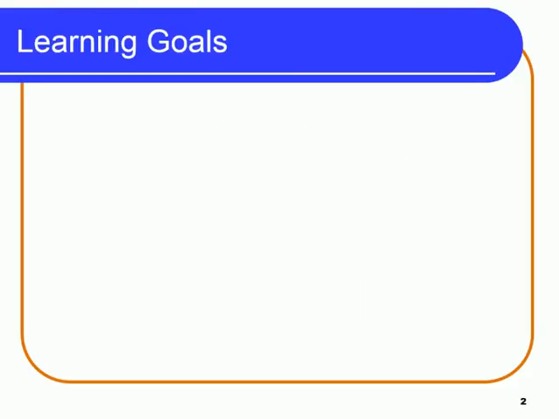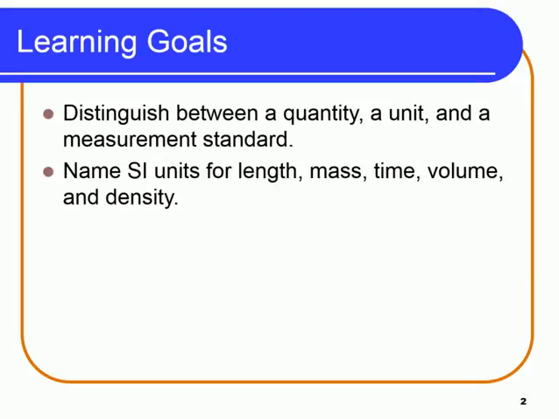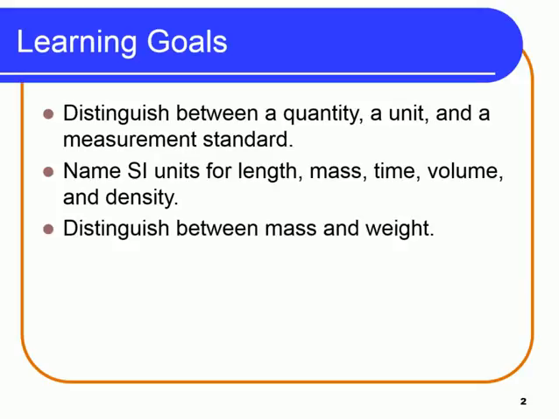So a few learning goals that we have for you, or I have for you, State of California has for you, for this section. First thing, I want you to be able to distinguish between a quantity, a unit, and a measurement standard. I would like you to be able to name SI units for length, mass, time, volume, and density. I would like you to be able to distinguish between mass and weight. That is actually going to be our quick write prompt for this section.